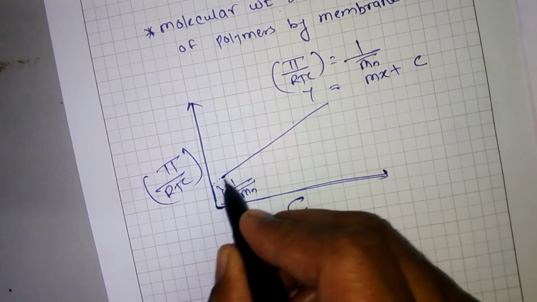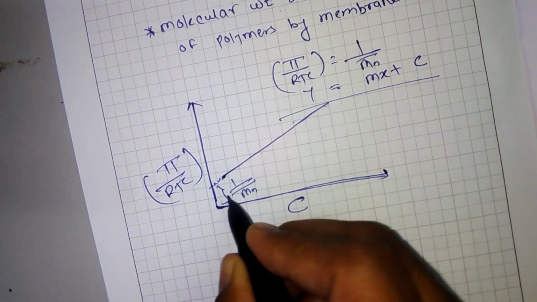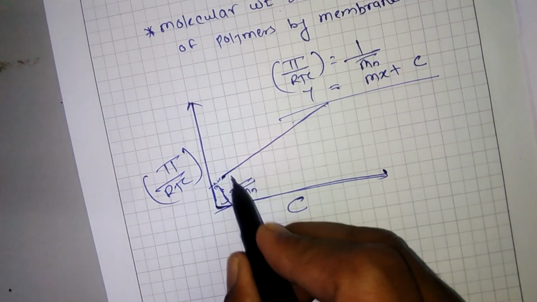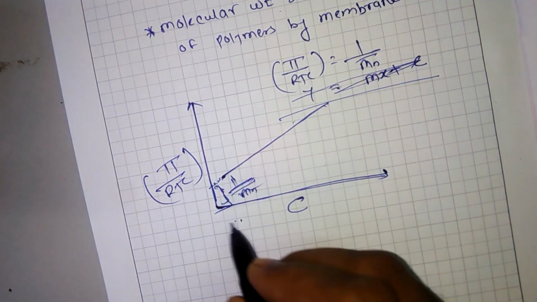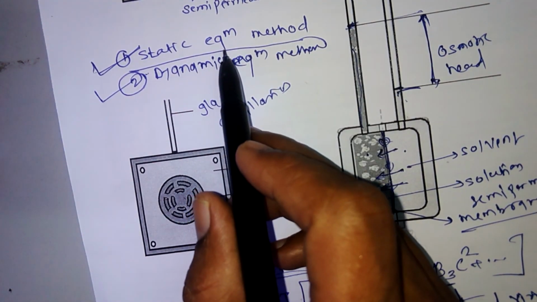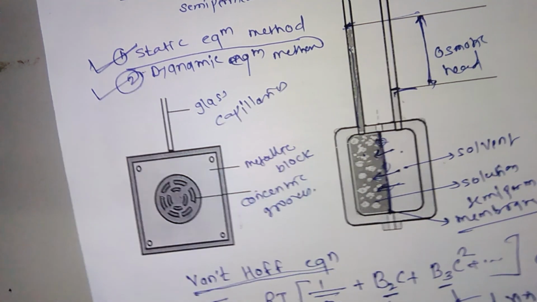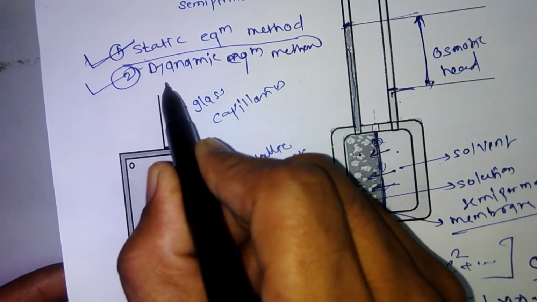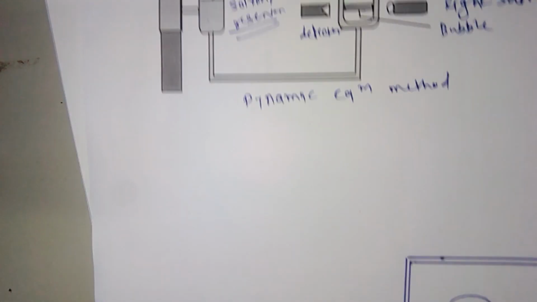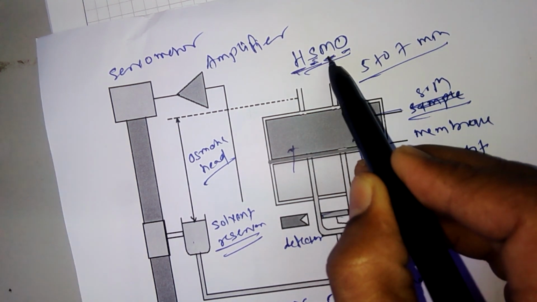We get a straight line equation y is equal to mx plus c, and the intercept is known as Mn bar, which gives the value of the number average molecular weight. But the disadvantage of this static equilibrium method is that it takes more time, even one year. So we cannot determine it quickly. So instead of the static equilibrium method, nowadays the dynamic equilibrium method is used. Now what is the dynamic equilibrium method? In this method, it is also known as high speed membrane osmometry.